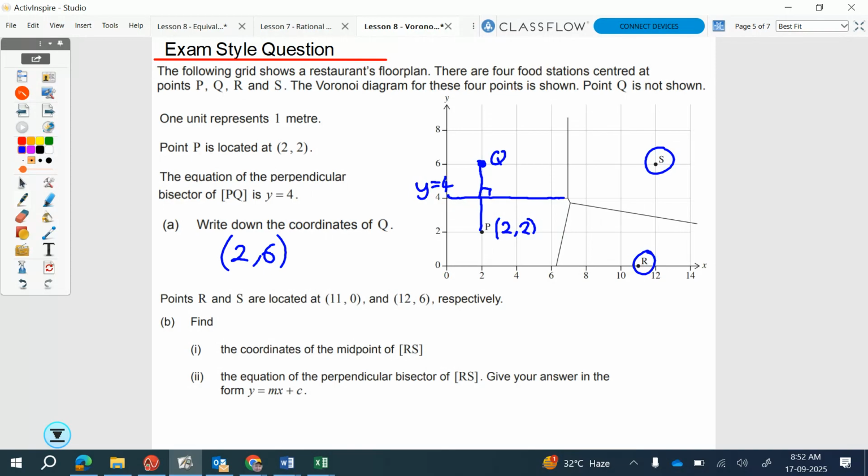Points R and S are located at R (11, 0), so let's clean that up a little, and S is at (12, 6). Find the coordinates of the midpoint of RS.